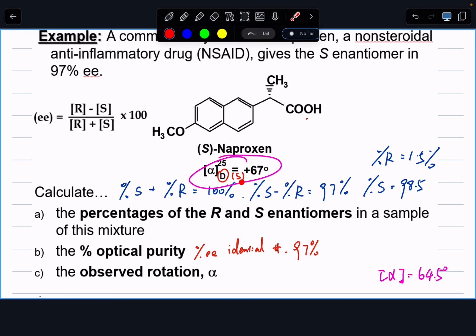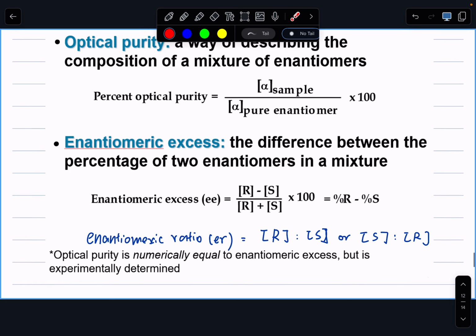Yes. So you determine that by saying that the optical purity is identical to the 97%. Mm-hmm. So why is that? Why is optical purity identical to the EE? It's just given. It's just a fact for this class at least. If you dig into analytical chemistry, they have proof to show why they're identical.